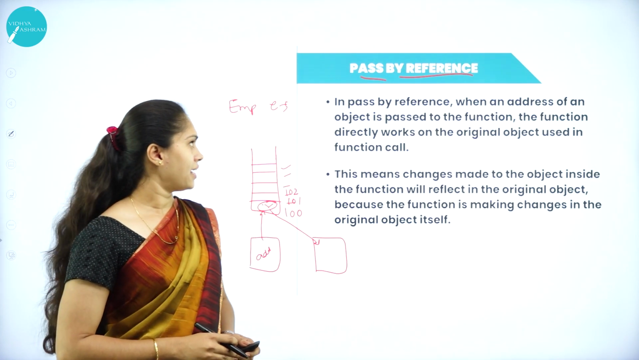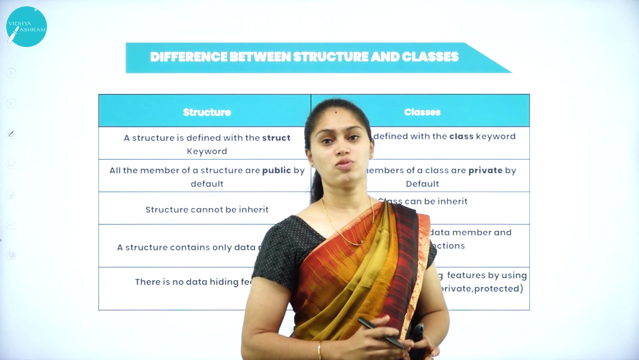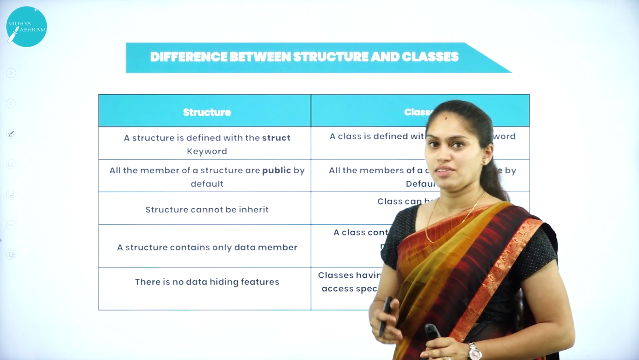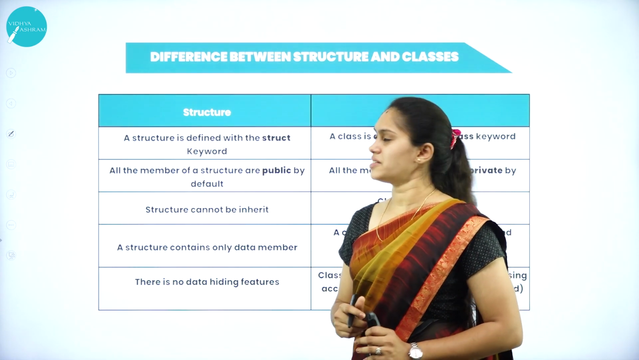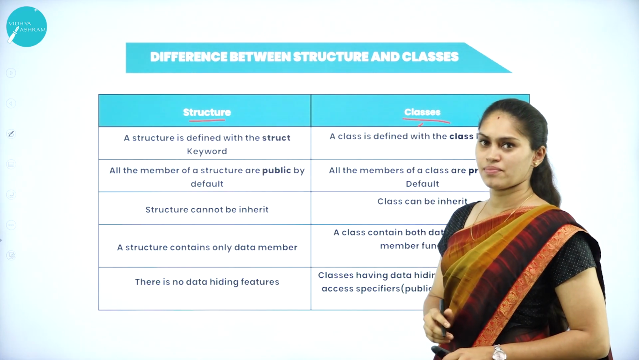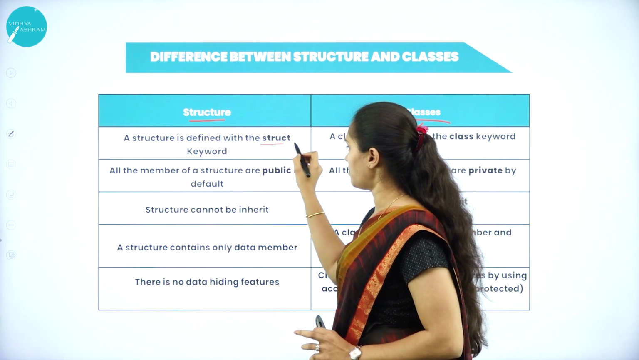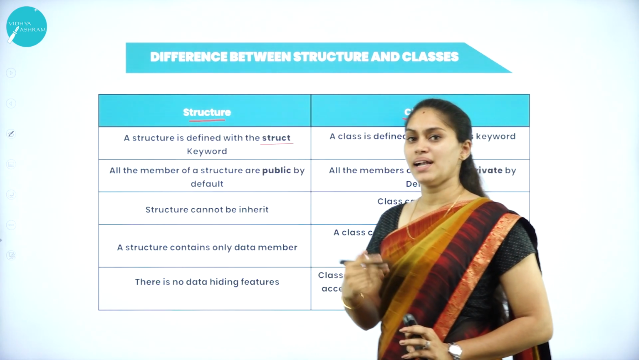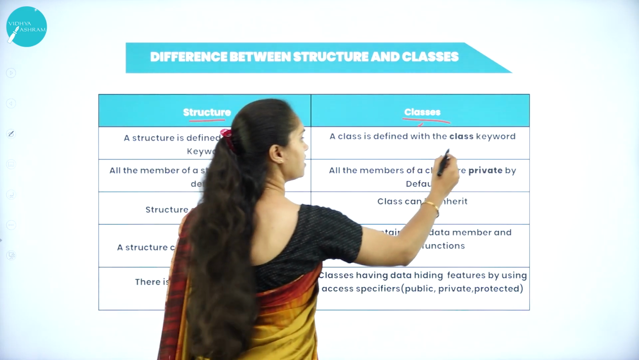Okay. So at last we have the difference between classes and structures. Why do we need to use classes even though we have a concept called structure? Okay. Here is the answer for that. Here I am taking structures and this is classes. So in C++, a structure is defined with a keyword called struct. But for classes, the keyword is class.